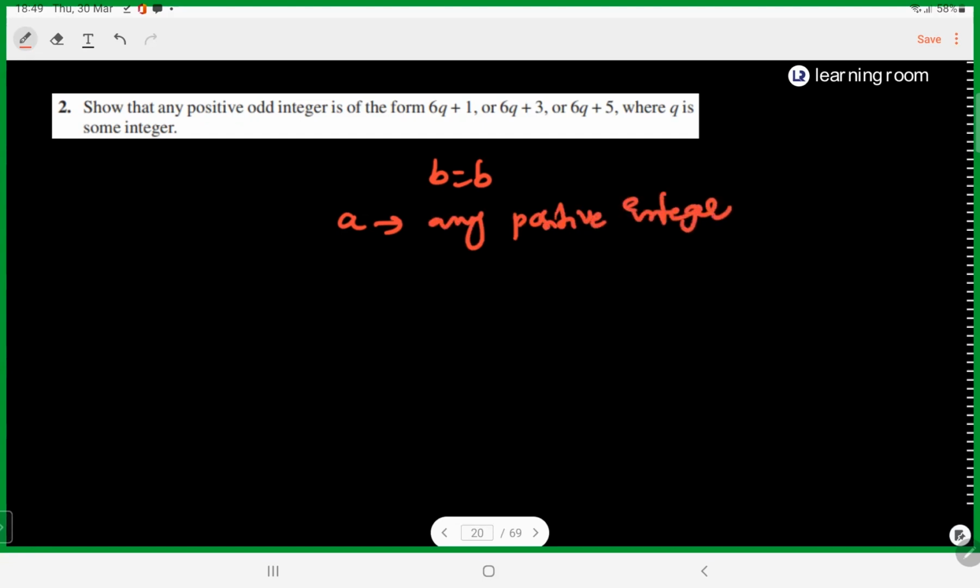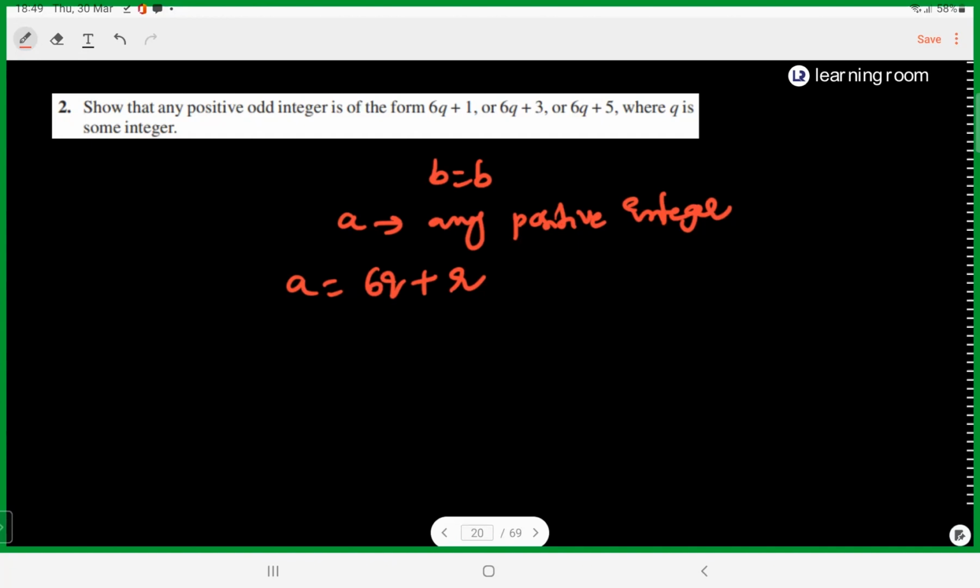So how can I express a now? a is equal to 6q plus r. So what is the range of values of r? Anirudh, r varies from? What is the range of values of r? 1 to 5 or 0 to 5? It's 0 to 5, right?